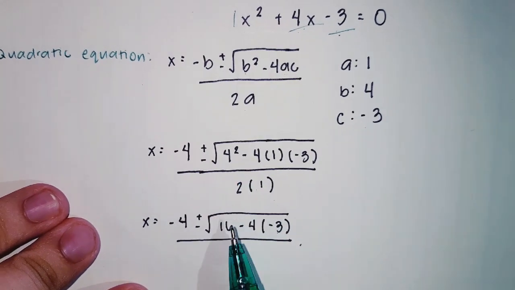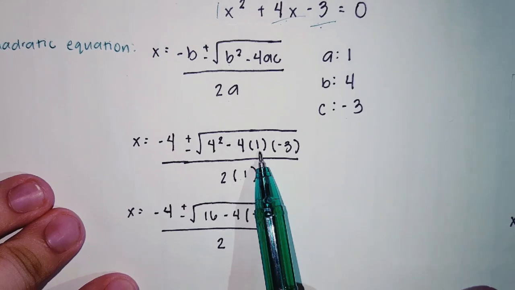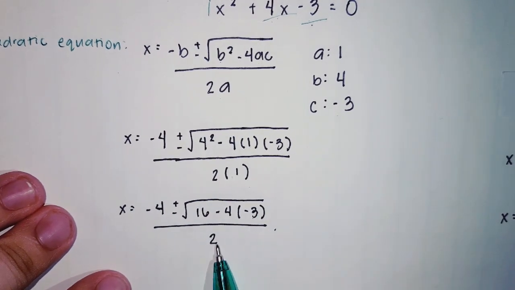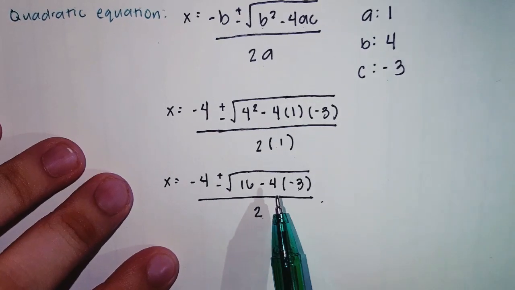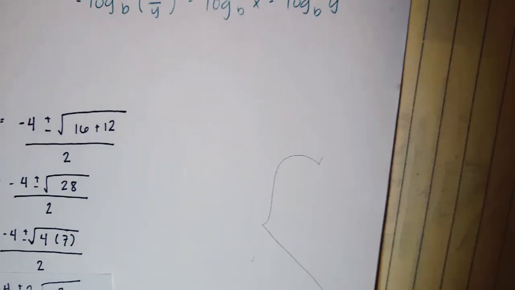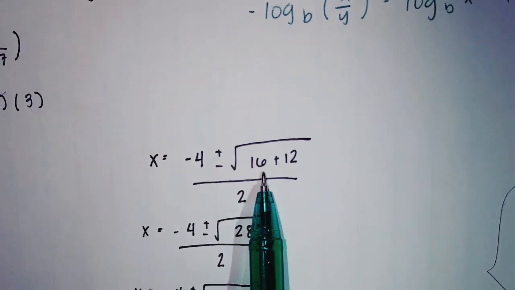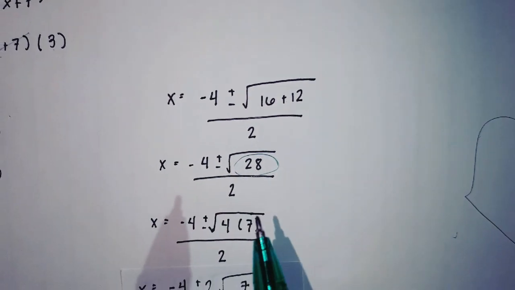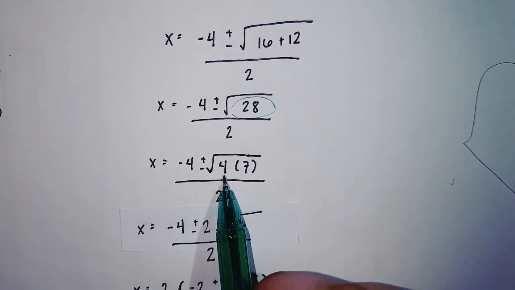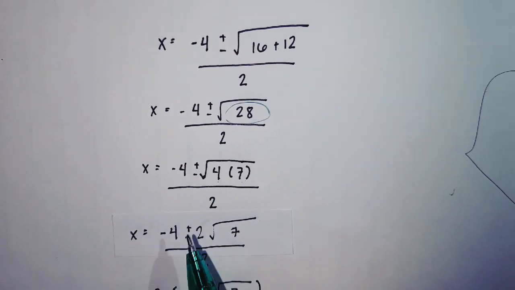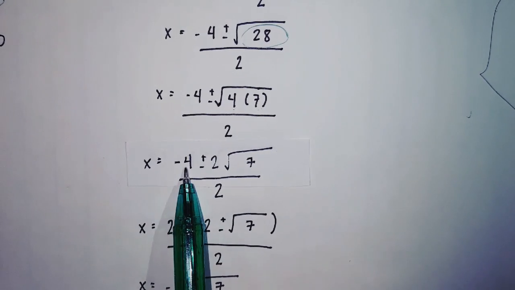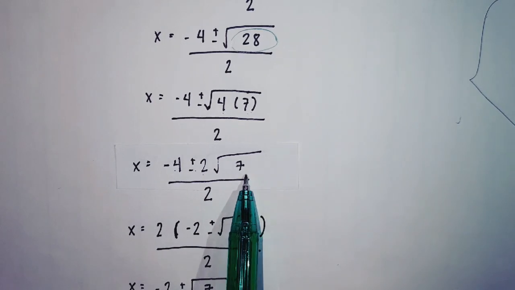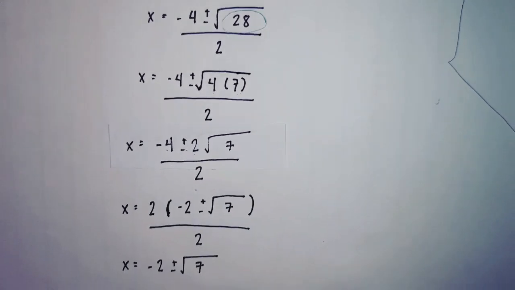4 squared is 16, and negative 3 times 1 is negative 3. Over 2 times 1 is 2. So negative 4 times negative 3 is positive 12. 16 plus 12 is 28. Now we can split this 28 into 4 times 7, and 4 has a square root which is 2. So now we have x equals negative 4, plus or minus 2 square root of 7, over 2.